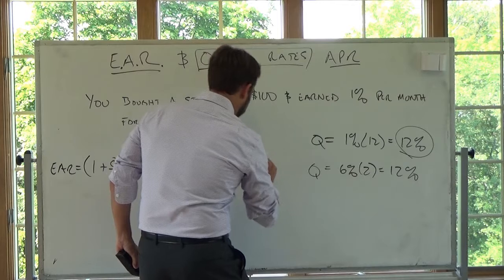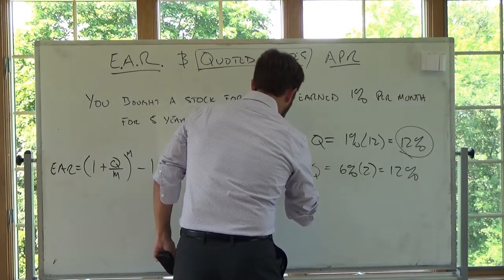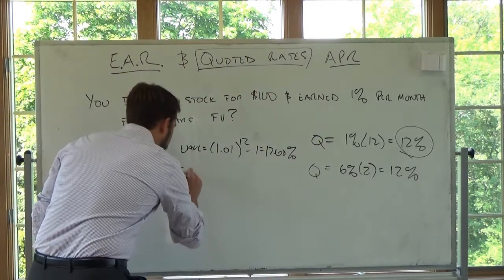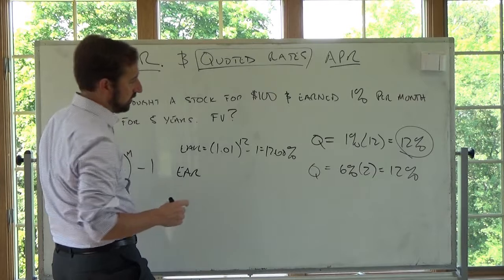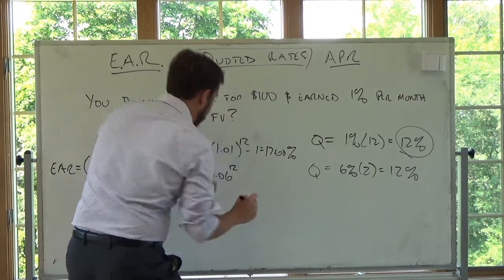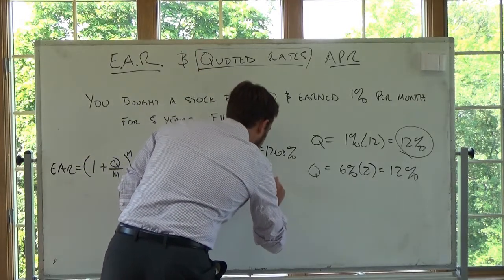1.01 to the 12th minus 1, and that should be 12.68%. And then we can do the same here with the 6% semi-annually. That will be 1.06 to the 2nd minus 1, and that should be 12.36.